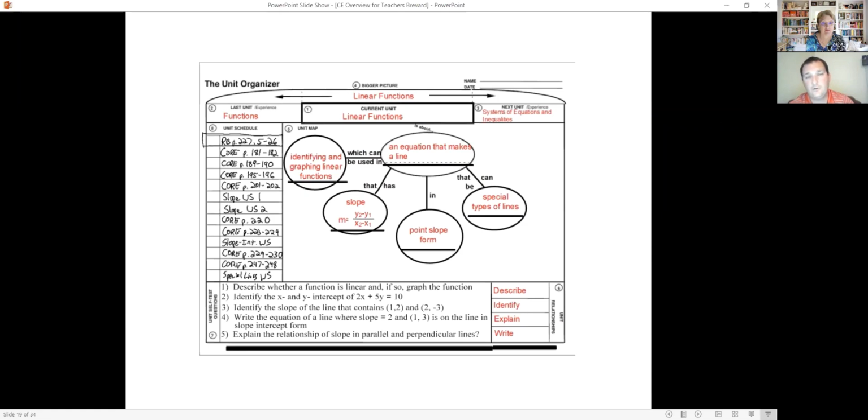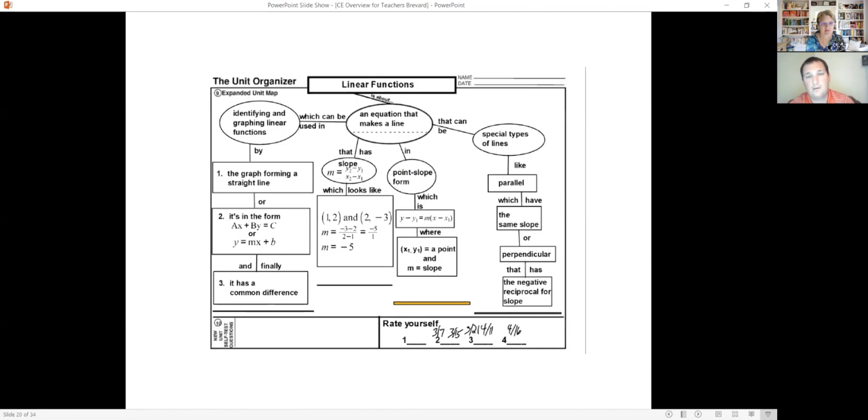Now, the back of the unit organizer, as we're working in linear functions, takes that map from the front, and now we extend it out and start to really get into more of the details of what that information actually looks like and what exactly they need to know. Each one of these flows through as a sentence. So as a student is reading through it, it reads to them in a nice sentence structure that helps reinforce what information they need to know.